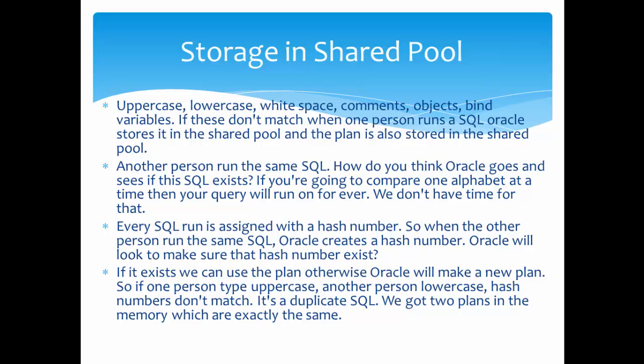Another person runs the same SQL. How do you think Oracle goes to see if the SQL exists? If you are going to compare one alphabet at a time, then the query will run forever. We don't have time for that. Every SQL run is assigned a hash number. So when the other person runs the same SQL, Oracle creates a hash number. Oracle will look to make sure the hash number exists. If it exists, we can use the plan. Otherwise, Oracle will make a new plan. So if one person types uppercase and another person lowercase, hash numbers don't match, it's a duplicate SQL. We've got two plans in memory which are exactly the same.